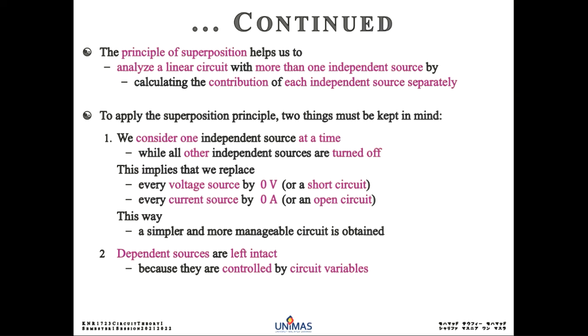So the principle of superposition helps us to analyze a linear circuit with more than one independent source by calculating the contribution of each independent source separately, one by one. To apply the superposition principle, 2 things must be kept in mind. We consider one independent source at a time. As I said earlier, one only. All the others are off. How do we turn them off?